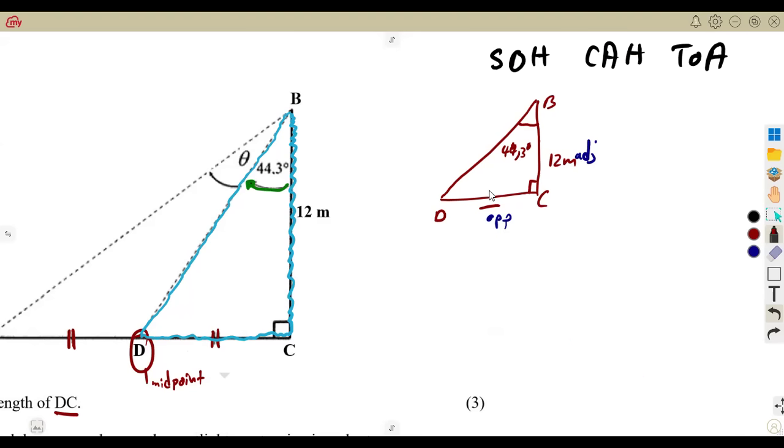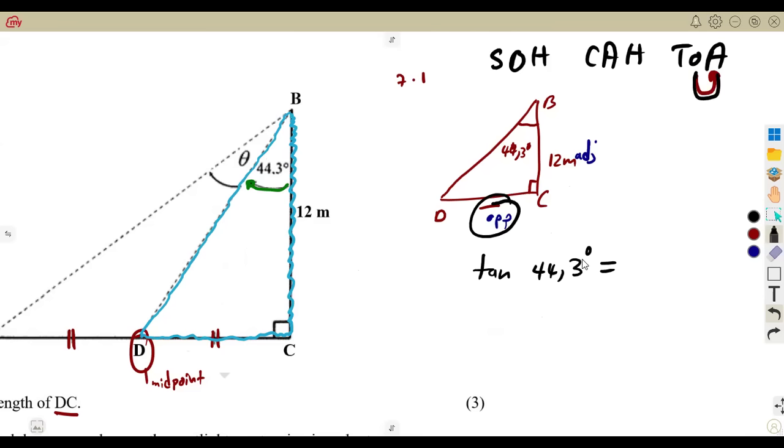Which ratio uses opposite and adjacent at the same time? Opposite and adjacent is found in tan. So that means we're going to calculate the length of DC because we have a ratio there. The tan of the angle that we are given, the angle inside the triangle, 44.3, is equal to the opposite over the adjacent.